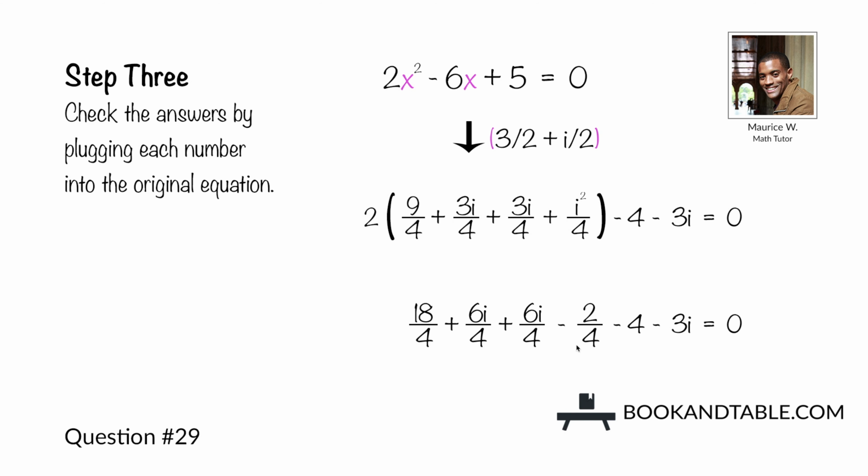18 over 4 minus 2 over 4 is equal to 16 over 4. And 6i plus 6i is equal to 12i over 4. 12i over 4 is equal to 3i. And 16 over 4 is equal to 4. 3i minus 3i gives you 0. 4 minus 4 gives you 0. So we get 0 on the left side, which is equal to 0 on the right side, thus confirming that x is also equal to 3/2 plus i over 2. So the answer to question number 29 is x is equal to 3/2 plus or minus i over 2.